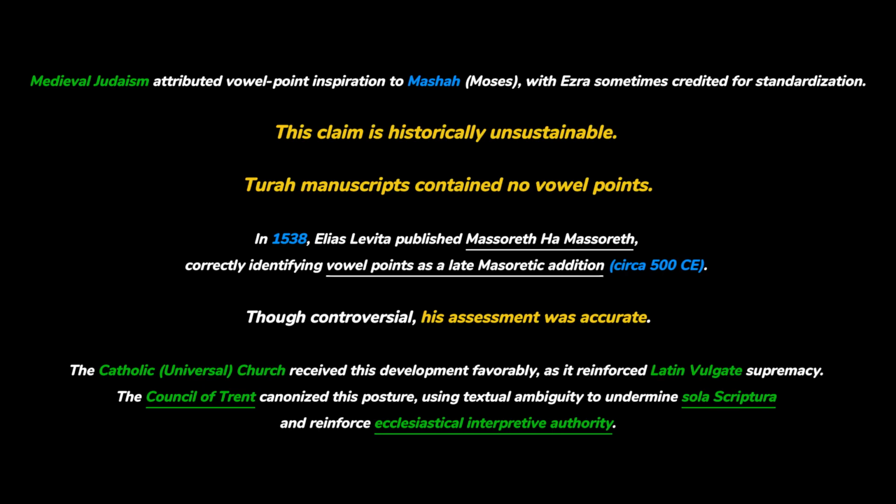The Catholic or Universal Church received this development favorably as it reinforced Latin Vulgate supremacy. The Council of Trent canonized this posture, using textual ambiguity to undermine sola scriptura and reinforce ecclesiastical interpretive authority.